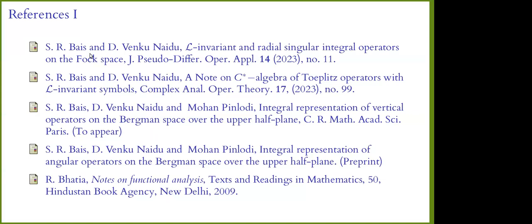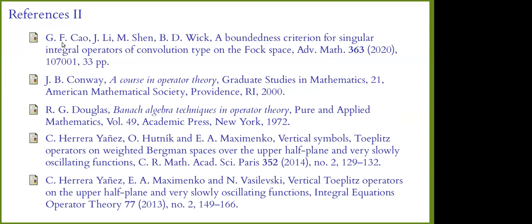And now motivated by the first three papers, we also studied a similar class of integral representation for angular operators on the Bergman space. So this is the book for some operator theoretic results which I have used. Again, in this paper by Cao et al. in 2020, they have considered the class of integral operators similar to what we have considered in the vertical case, and they characterize the symbol for which the operators are bounded. So this is actually the first motivation to see the integral representation for the class of commutative C-star algebra.